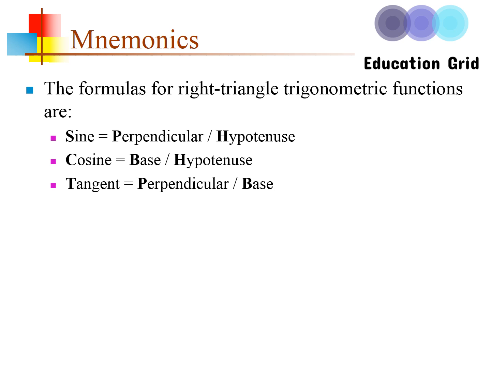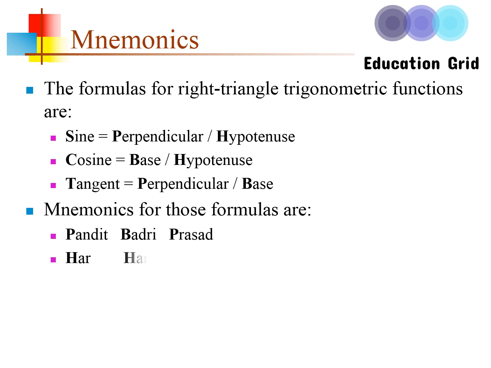If you see on the right hand side, for each of the formulae, the first alphabet for perpendicular, hypotenuse, base, they have all been made bold. So please focus on that, and now see the mnemonics for learning these formulae. From what and how I learned, it was Pandit Badri Prasad Har Bole. Now see the way it has been written. Pandit P, Badri B, Prasad P. So P here stands for perpendicular, B stands for base, and H stands for hypotenuse.